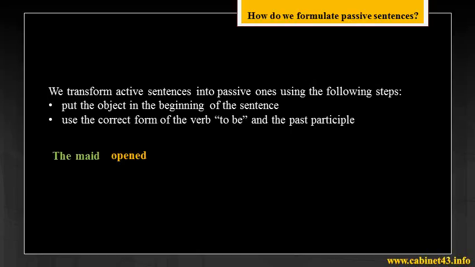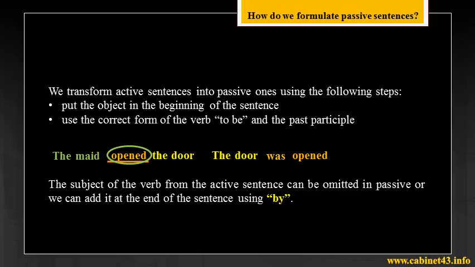The maid opened the door. The active sentence is in past simple tense. The form of the verb to be in past simple is was, and the past participle of the verb open is opened. So the passive sentence will be: the door was opened.